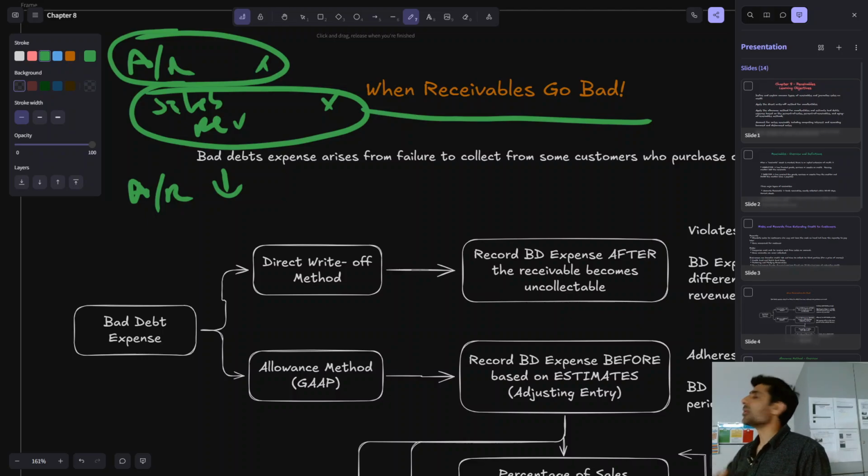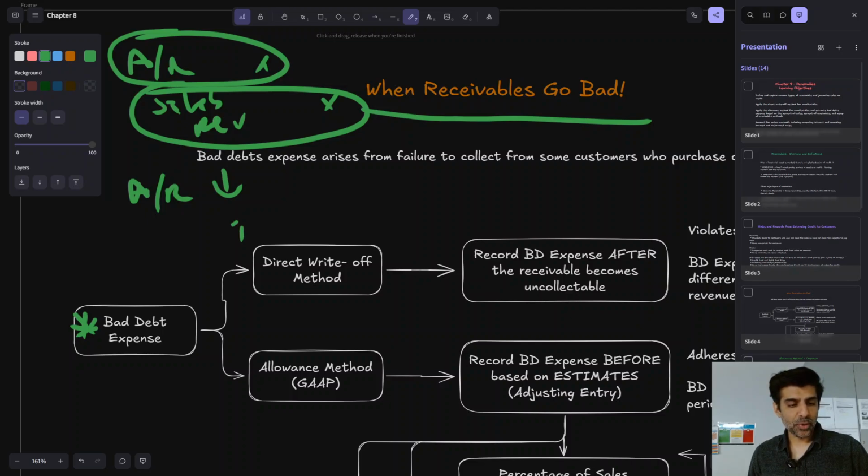We can't just reduce accounts receivable. We also have to figure out a way to fix the profitability of our business, because we kind of overstated revenue if we weren't able to collect this account receivable. So the way we're going to do it is not actually reduce revenue. We're going to take an expense. Okay. So the income statement is going to be fixed by taking an expense to offset that sales revenue. And we're also going to do something with the account receivable. Okay. So there's two methods.